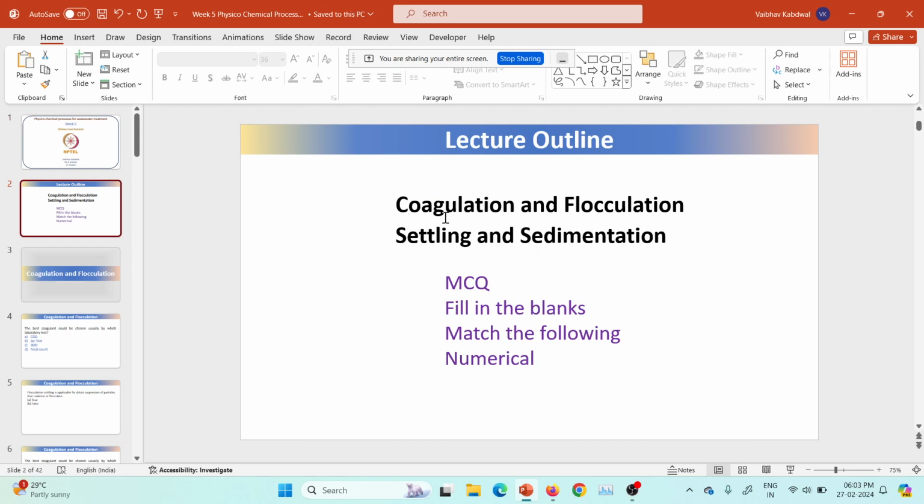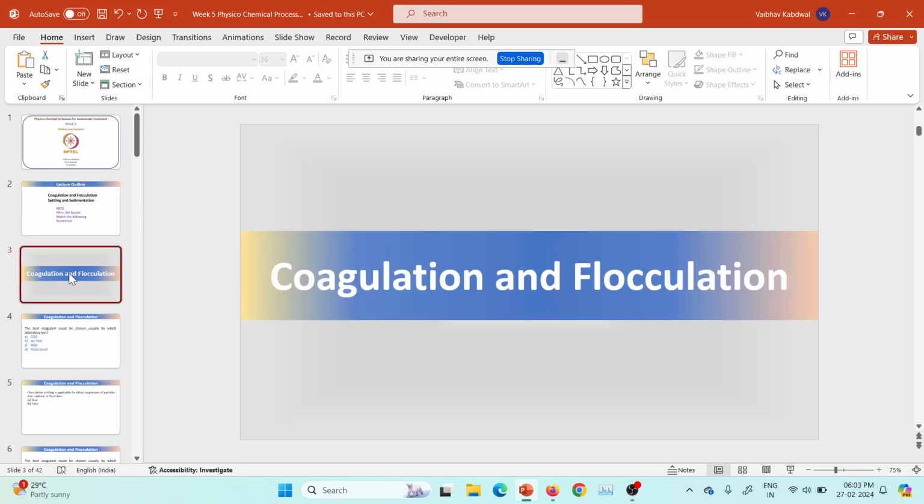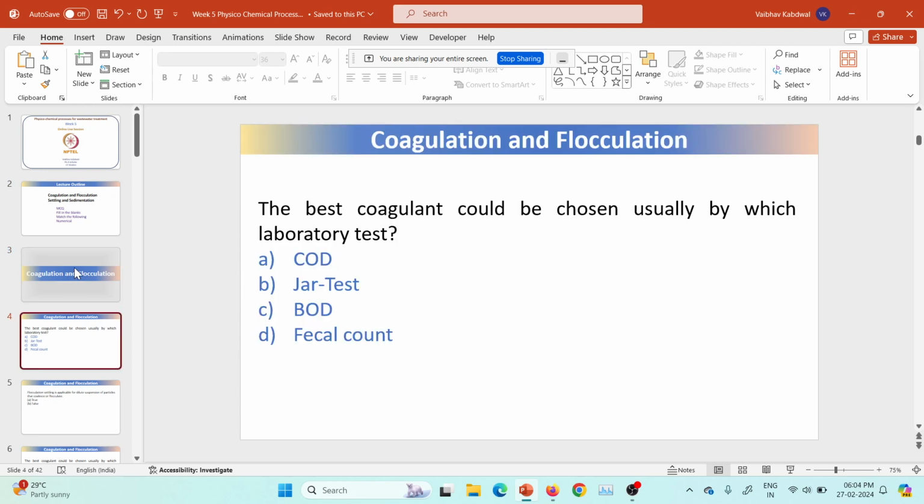In this session, we will study some part of coagulation and flocculation and some part of settling and sedimentation. We will solve some MCQs, fill in the blanks, match the following, and a few numericals. So in coagulation and flocculation, let's solve some MCQs.